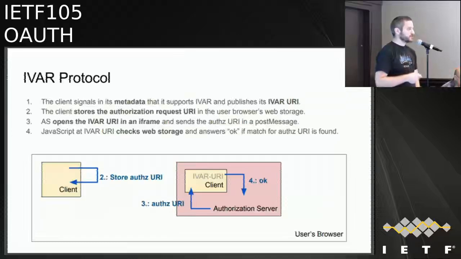The iframe would check the local storage of the client, because it's running on the client's origin, would then see, okay, there's an entry of that URI, and would then answer okay. And if it doesn't answer okay, the AS doesn't continue with the authorization flow. So what we're doing is we are ensuring the integrity and origin of all the data in the authorization request URI.